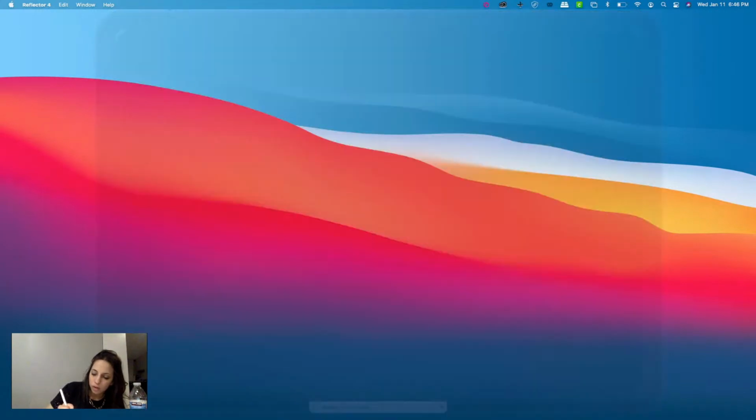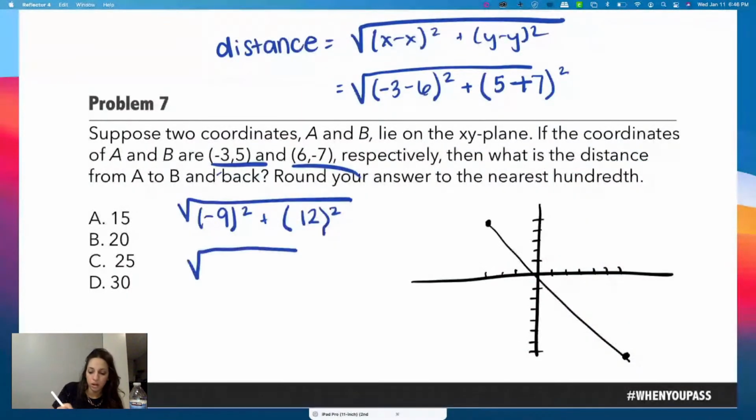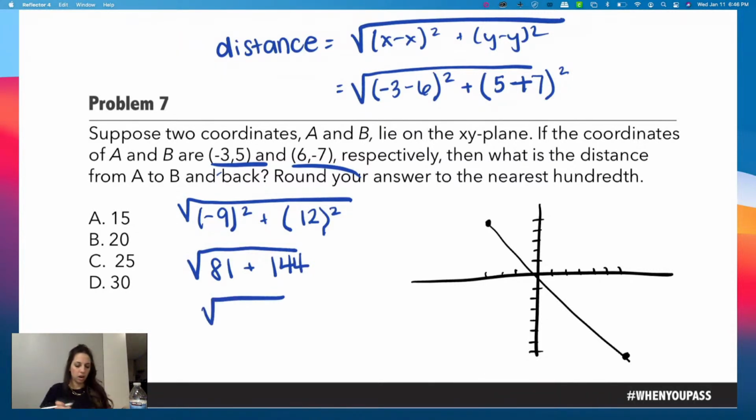And then I have the square root of 9 squared is 81. 12 squared is 144. And when I add those two things together, I get 225. And the square root of 225 is 15. That is not our answer, though. Why is that not our answer?